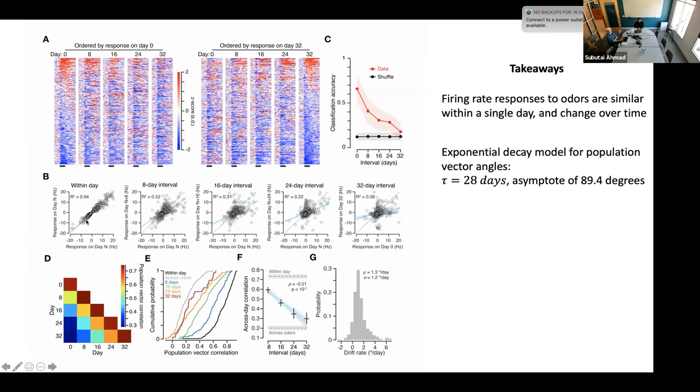It's worth noting, okay, so they looked at the population, not just single neurons. So you have 300 cells, you have a 300-something vector, you look at the firing rate of all the cells, you average over the 7 trials on a day, and you get this population vector. And now you look at the cross correlation of that vector with population vectors on days 8, 16, and so on. And so obviously the overall population activity that you see, the correlation in those population vectors is decaying pretty much exponentially in time.